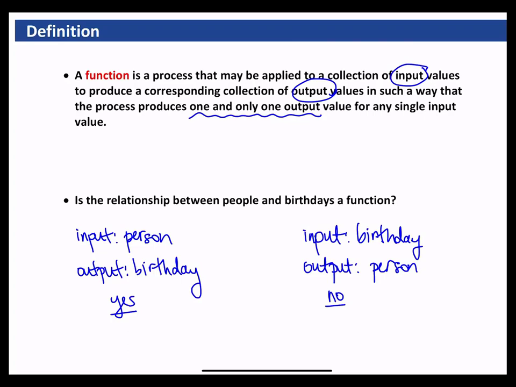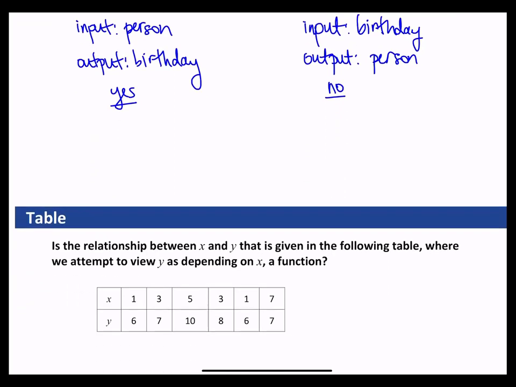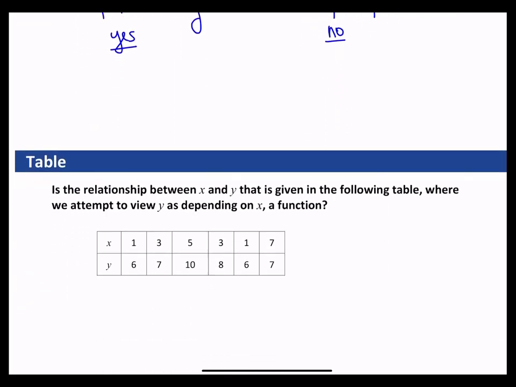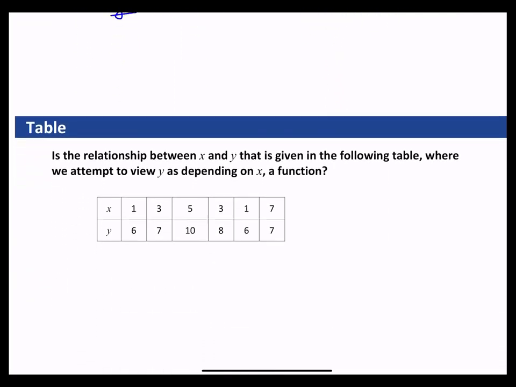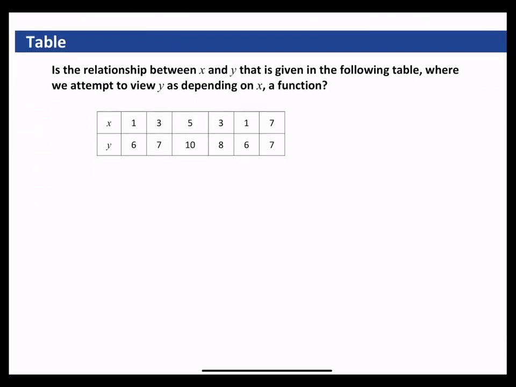All right, the table. Is the relationship between X and Y that is given in the following table, where we attempt to view Y as depending on X, a function? Okay, so this right here, Y depending on X, tells us that X is our input and Y is our output. And again, you would typically put them in that order on the table, but just know that's not always necessarily going to be the case.